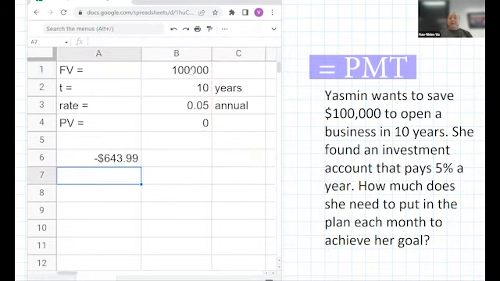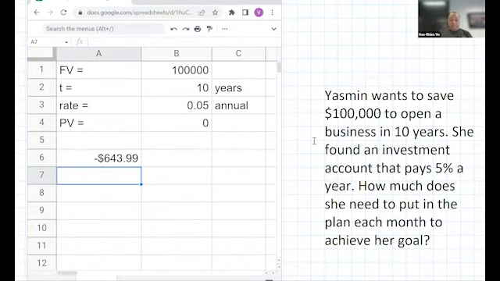I did enter and I had a negative answer of $643.99. It's negative again because money is being paid out, so it's a negative number.